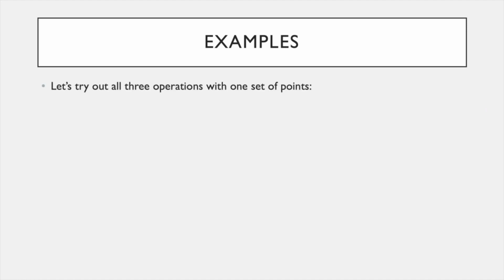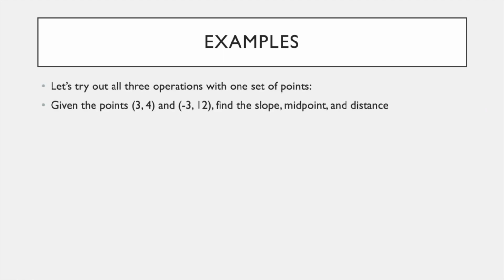The first example we're going to look at is, let's take one set of points. So given the points 3, 4, and -3, 12, let's find the slope, the midpoint, and the distance. If you want to try this yourself, go ahead and pause the video here and give it a try. If you're not brave enough to try it yourself, no worries. We'll do it together right now.